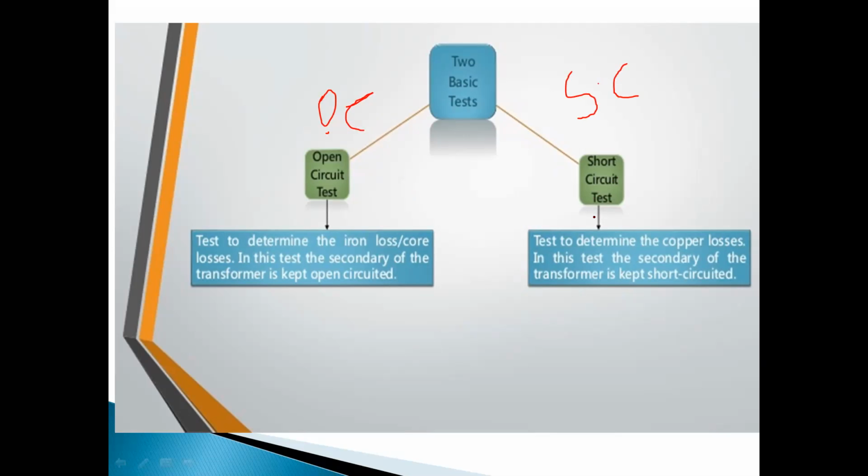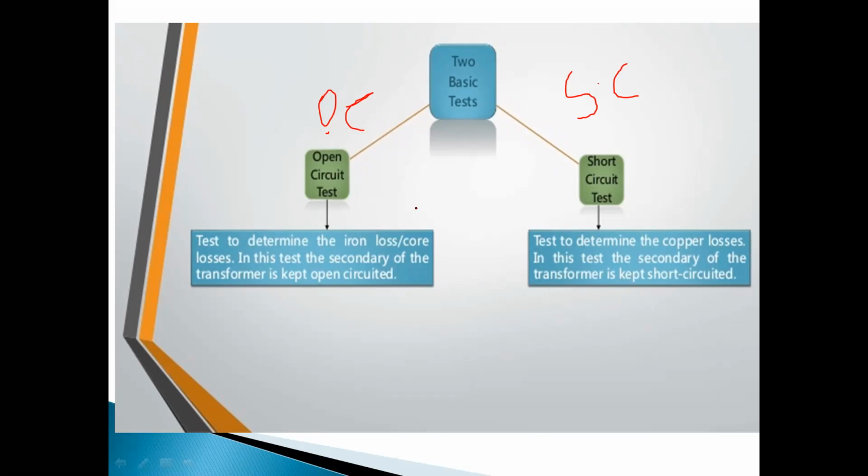In the short circuit test, we get the copper losses. But these two tests are conducted one after the other, not simultaneously. When the OC test is conducted first, from the OC test we get the core losses and shunt branch parameters of the equivalent circuit. From the short circuit test, we get the copper losses and series branch parameters of the equivalent circuit.